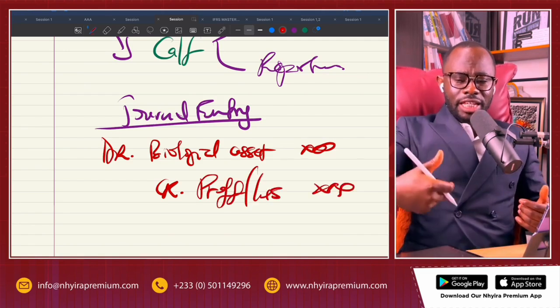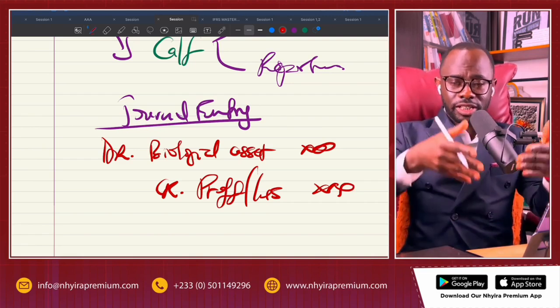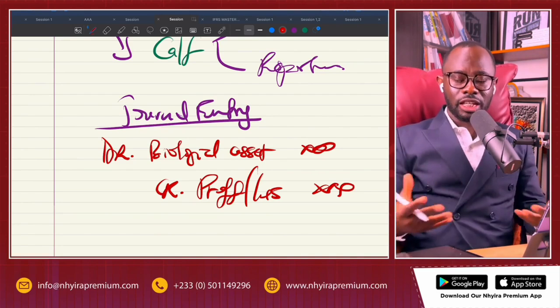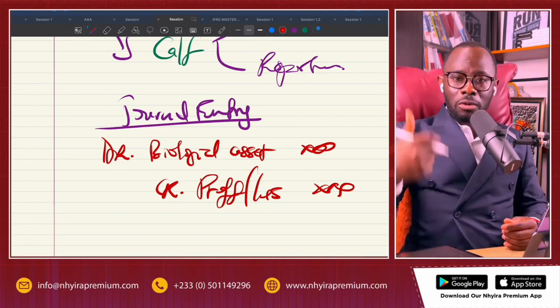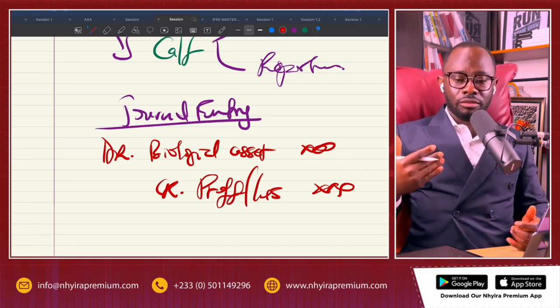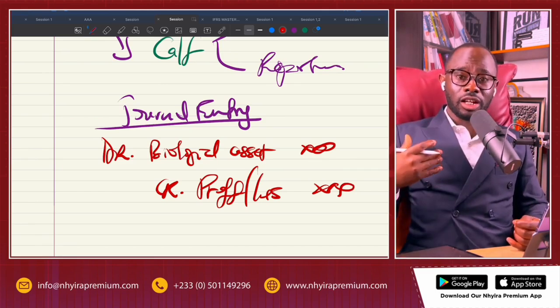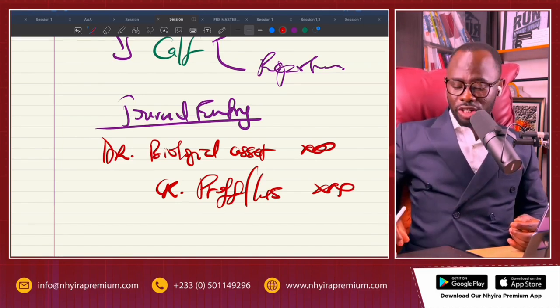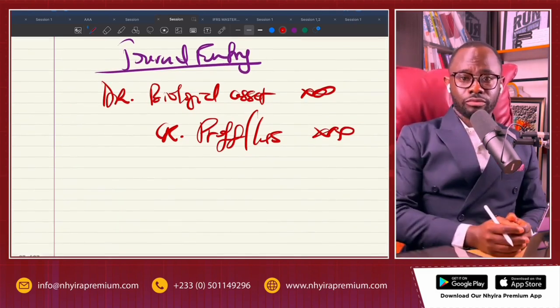Because recognition means we are incorporating it into our books. So the calf, we determine the fair value less cost to sell, multiply it by the number of calves we had, and we get a value. That will be debited to biological assets on the face of the statement of financial position. Then the corresponding entry will go to the profit or loss.